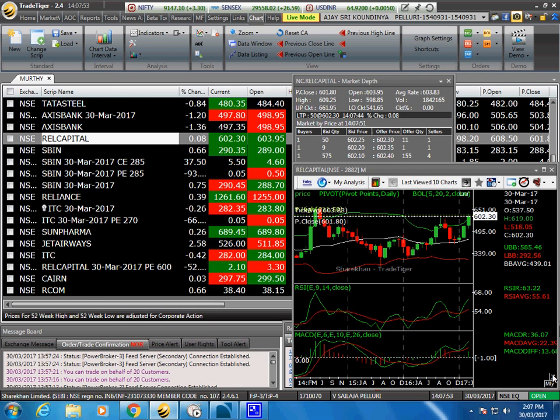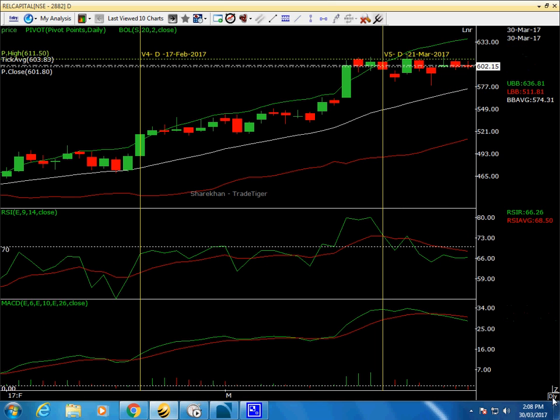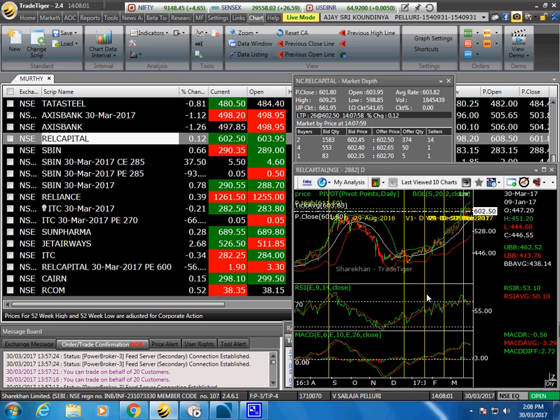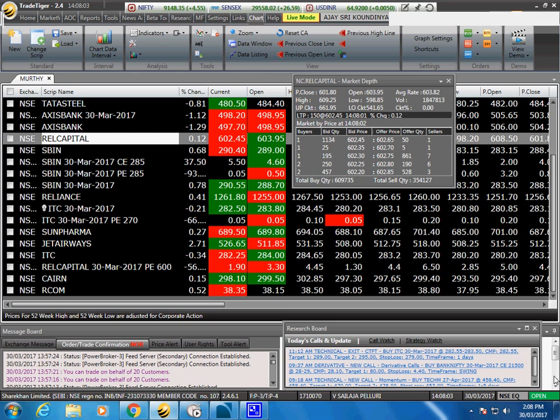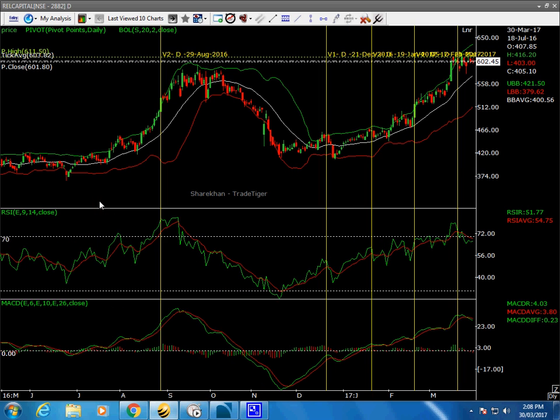Now I am taking the daily graph of Reliance Capital. To know this particular price window and time cycle, we need two levels. That is, one range we require, that is one high and one low before this trade.